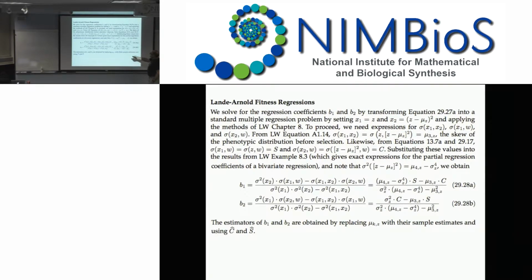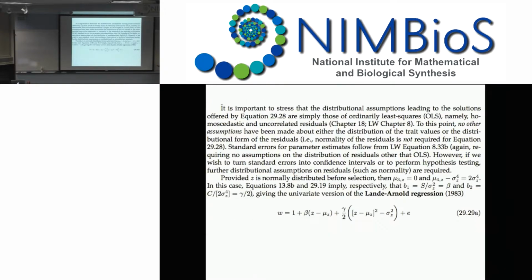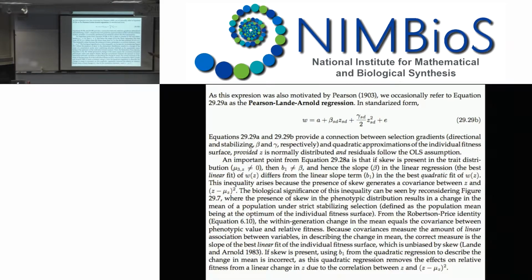If you don't have normality, that term there is given by this. Remember, that part of the term there is beta. But if you have skew, these terms take that linear term and move it away from the value of beta. So if you have a trait that's not normally distributed, the quadratic term is correct, it's gamma over 2, but the linear term is something different from beta.